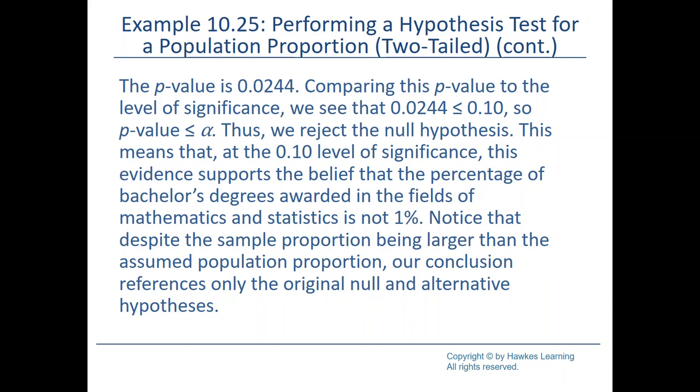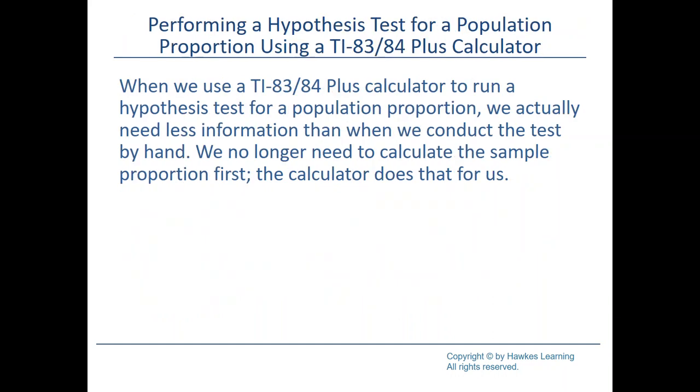Again, notice despite the sample proportion being larger than the assumed population proportion, our conclusion only references the null and alternative hypothesis. We actually do not mess with it at all, because that sample could be a fluke, and that's why we always test it. Was this sample far enough significant to say that it worked?